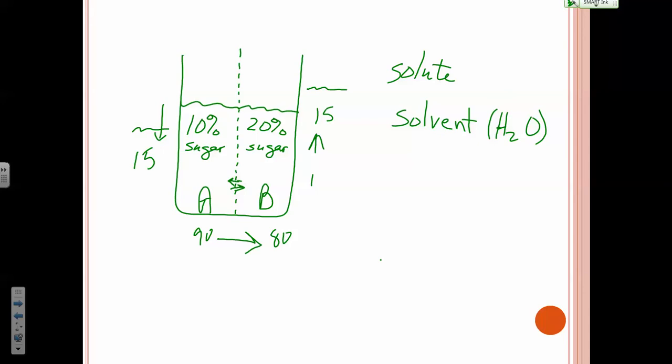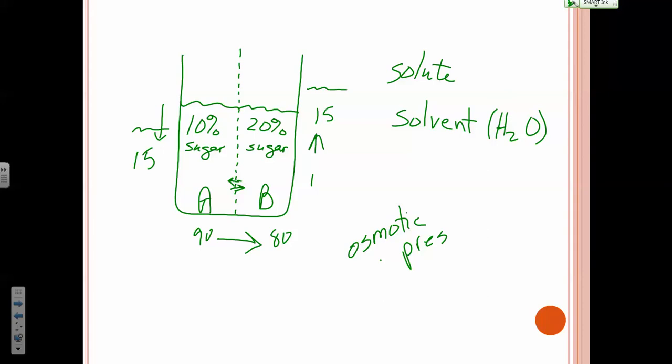Okay, prior to the movement, I want to use a word called osmotic pressure. Okay, in AMP1 we use words like hypertonic and hypotonic. So prior to the movement, is side A hyper or hypotonic to side B? Y'all forgot that, didn't you?